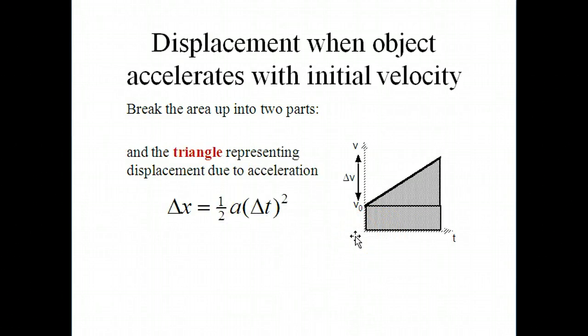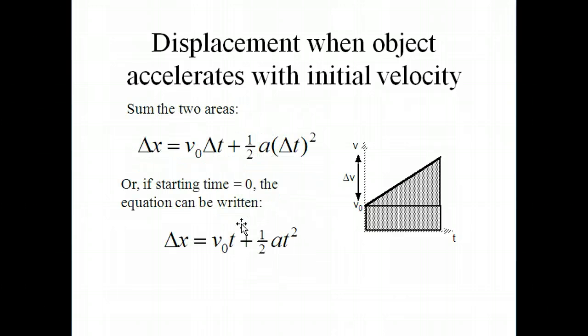The triangle at the top is also part of the displacement because you're speeding up. So the second part is there's a triangle that represents the displacement due to the acceleration. And again, we've derived this from before. This displacement, the area of the triangle, is 1/2 a times delta t squared. Summing those two areas, we get this final equation.